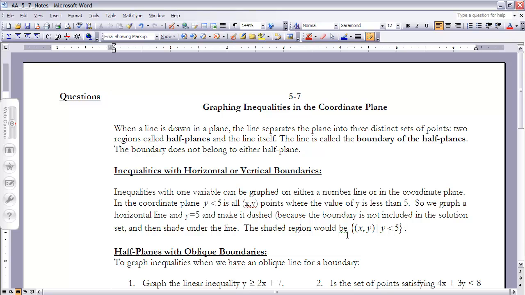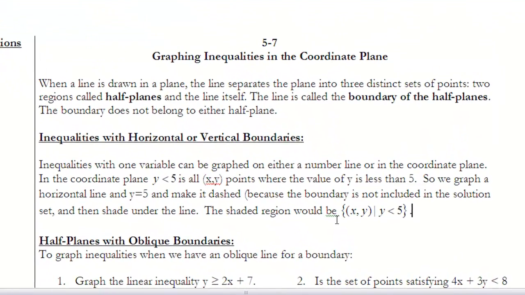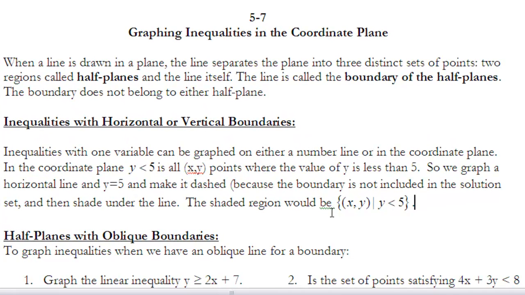Okay, as I mentioned before, 5.1 is where we looked at graphing inequalities with one variable, and we were able to do that on a number line. We can also graph inequalities with one variable on a coordinate plane. So for instance, if we wanted to graph y is less than 5 on a coordinate plane, that would represent all the xy ordered pairs such that the y value is less than 5.